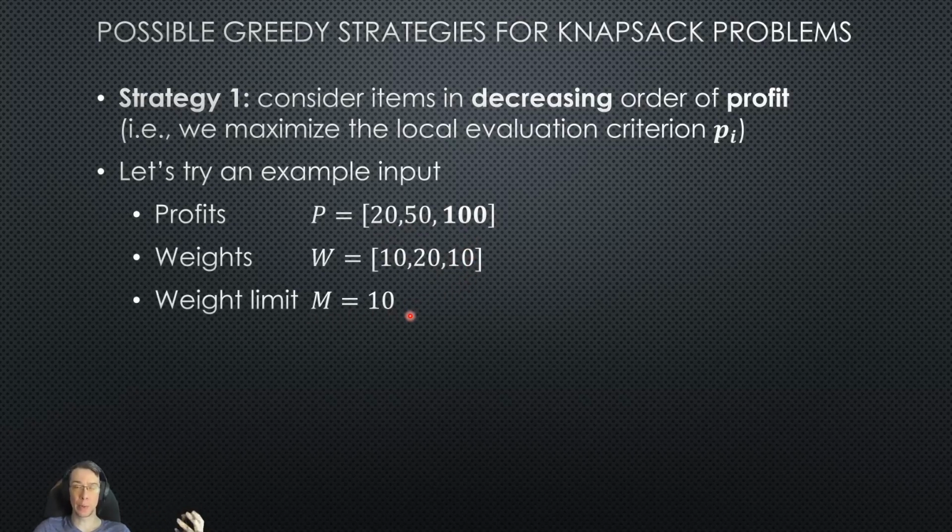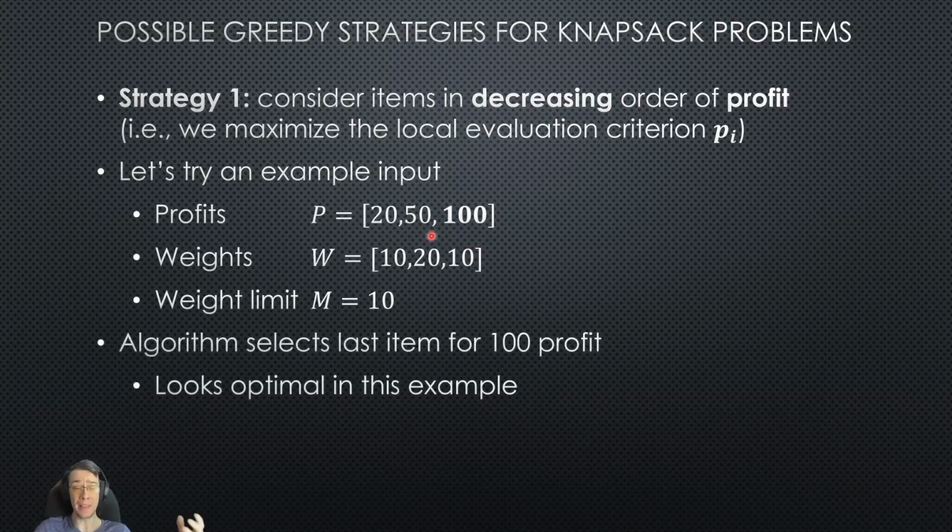So let's think about what strategy 1 will do here. It'll make a beeline for the item with the highest profit, in this case 100, and it'll put as much of this item as it can into the knapsack. And it turns out that this entire item fits into the knapsack, so it'll just take this whole item, and nothing else will fit in the knapsack after that. So the solution is just going to be item 3, all of item 3, with a total profit of 100. And that is optimal for this example.